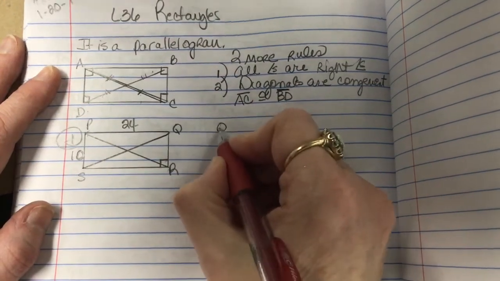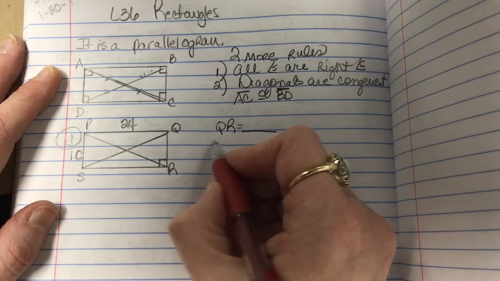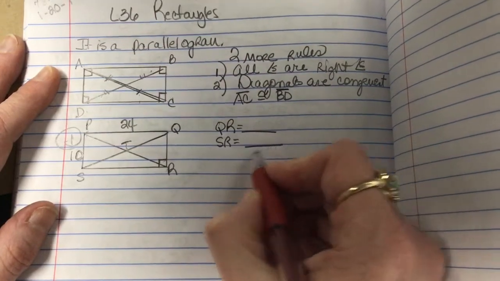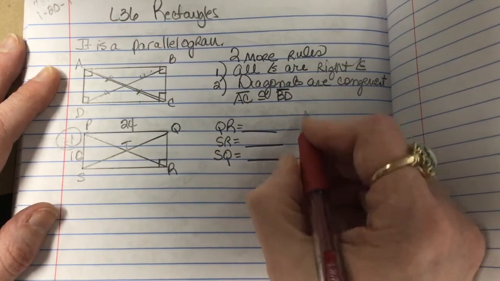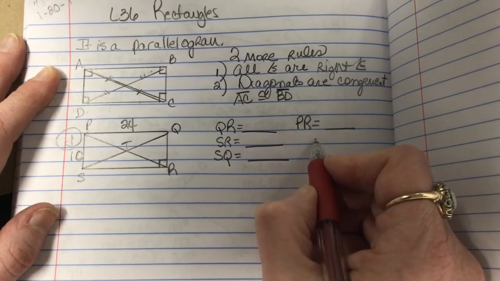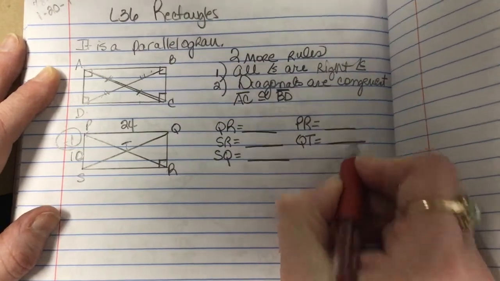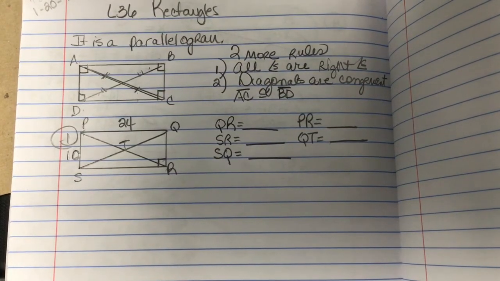Let's see. QR, it wants to know. And SR. We're going to call this point T right in here. And SR and SQ and PR and QT. Okay, I think that's all we have to have, which is kind of interesting as we go through it.